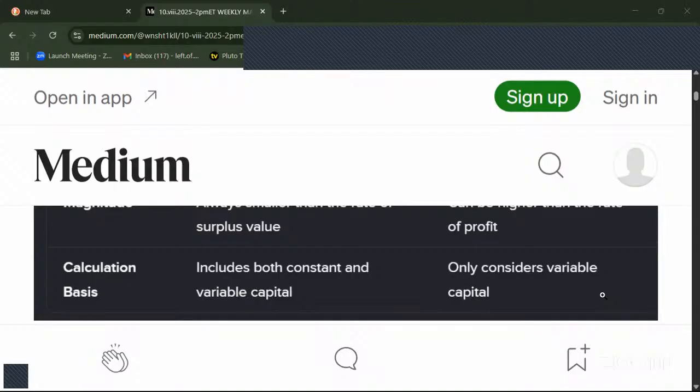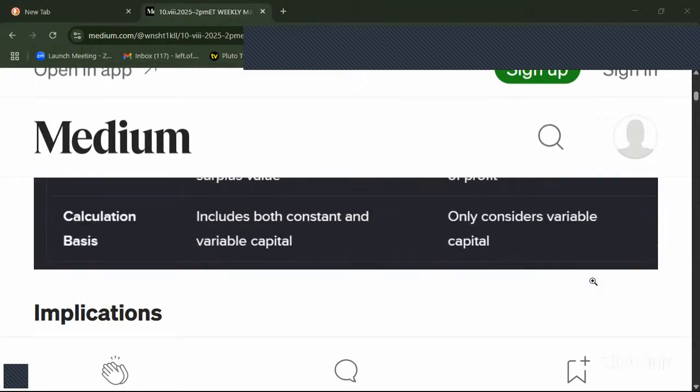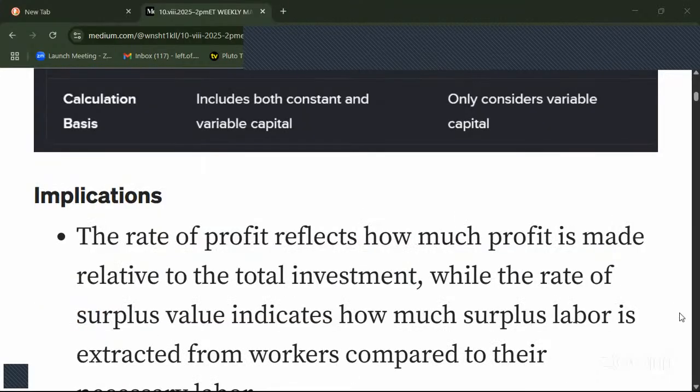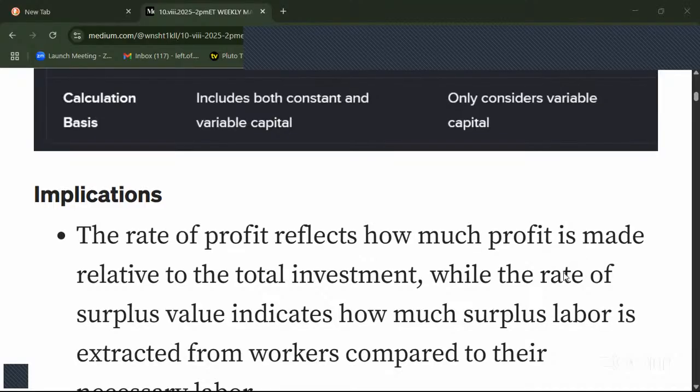And of course, the calculation basis includes constant and variable capital, obviously, whereas the rate of exploitation, or surplus value, only considers variable capital. What are the implications of this? The rate of profit reflects how much profit is made relative to the total investment, while the rate of surplus value indicates how much surplus labor is extracted from workers compared to their necessary labor.